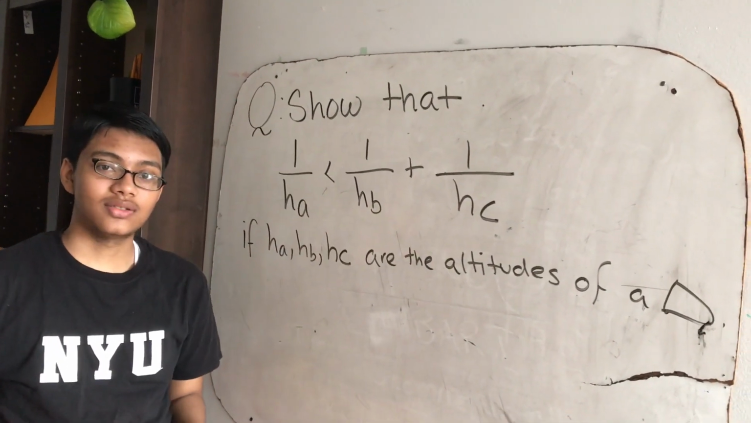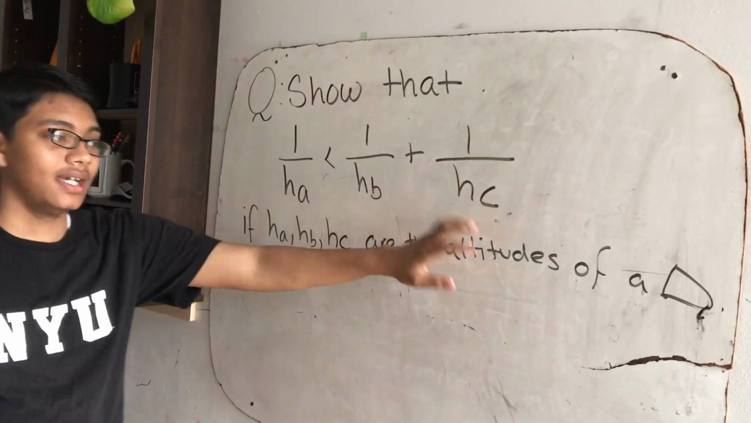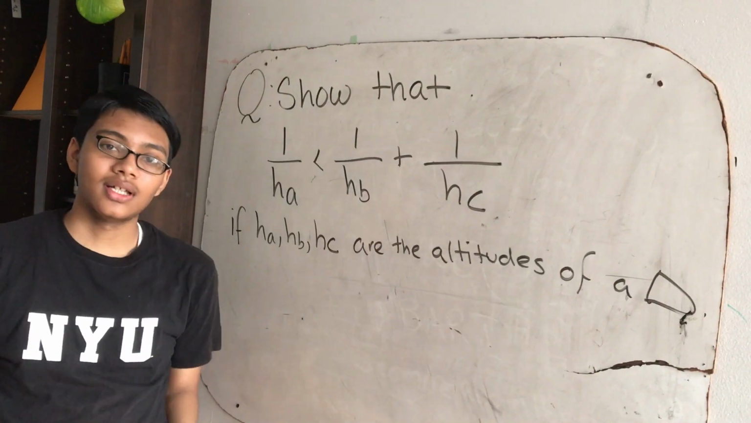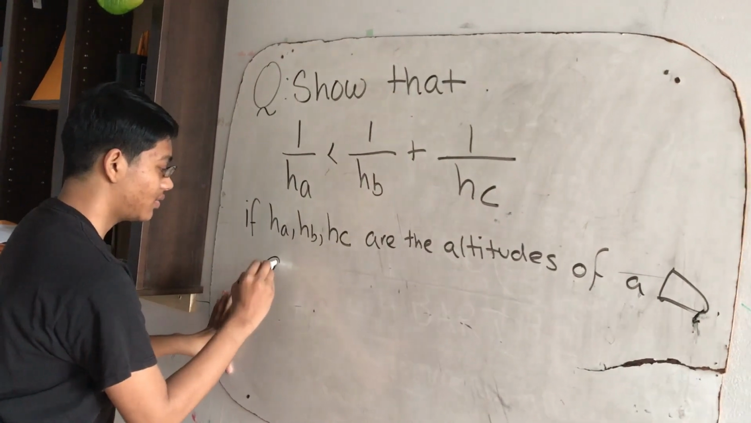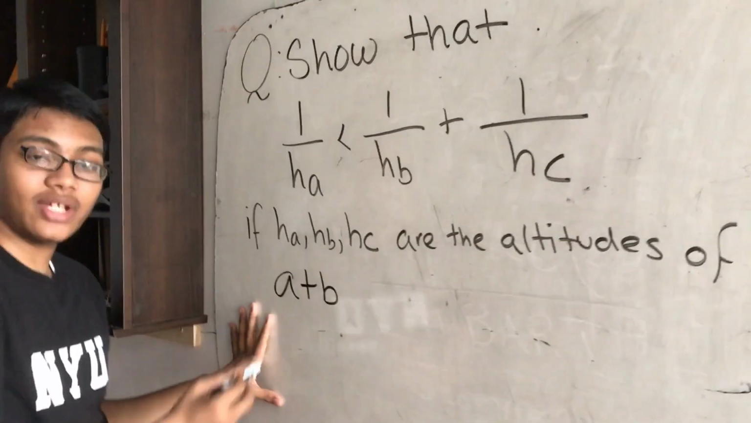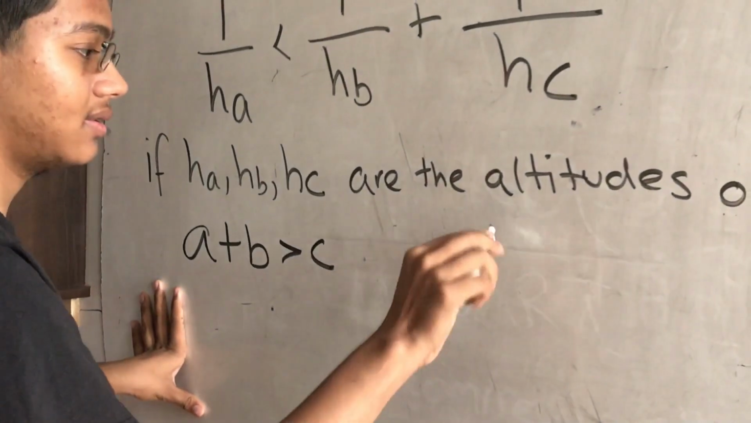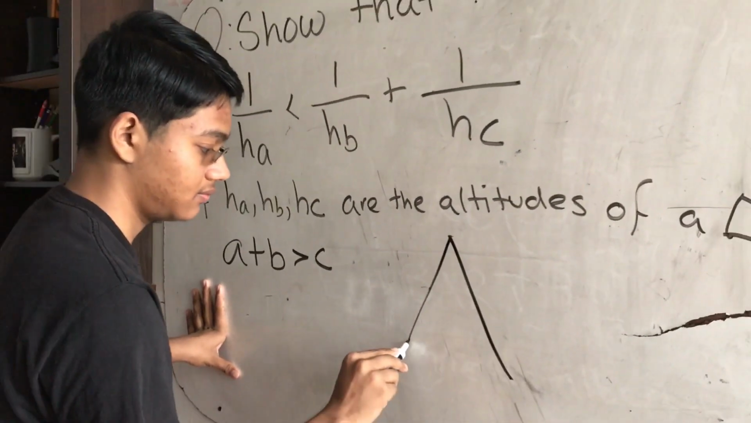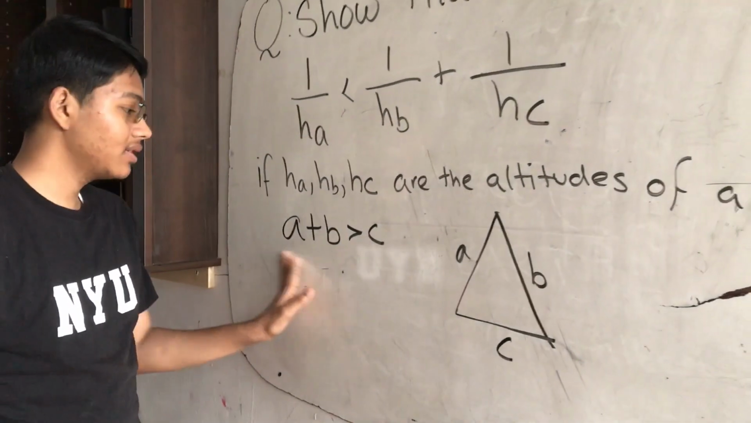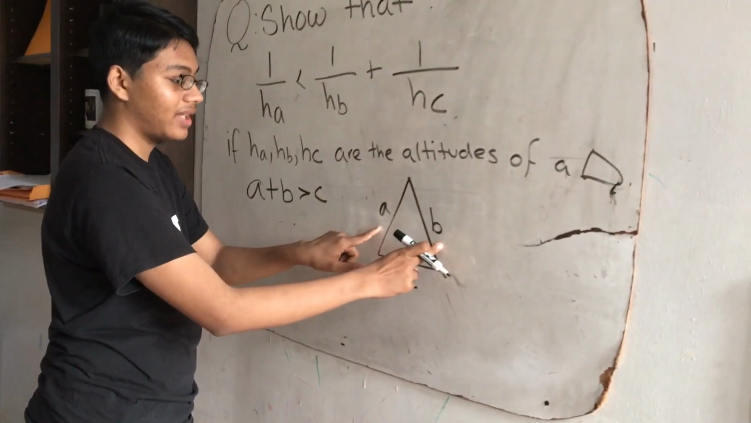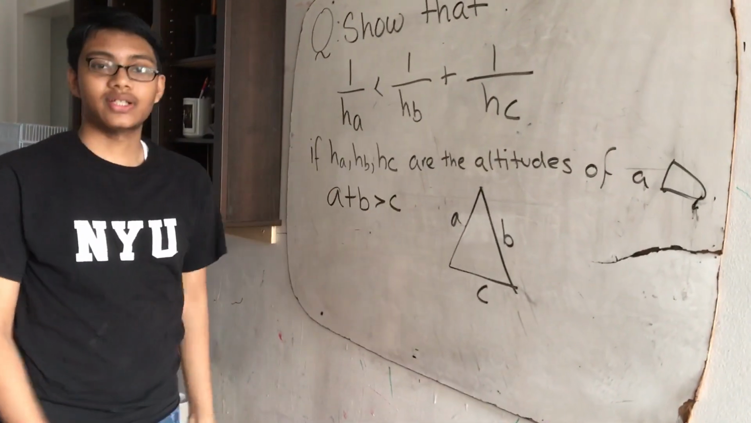But how can we show that this is true? Well, when you see an inequality like this, a is less than b plus c, and you see geometry like a triangle, the first thing I would think of is the triangle inequality theorem. What the triangle inequality theorem states is that the sum of any two sides is greater than the third. So let's draw a triangle so I can illustrate this. Let's call our sides A, B and C. So the theorem is saying that the sum of any two sides will be greater than the third. But how can we apply this to the altitude of the triangle?